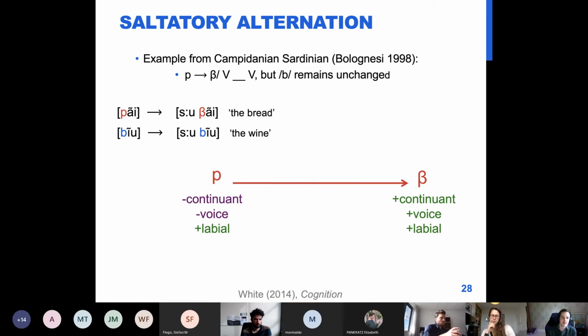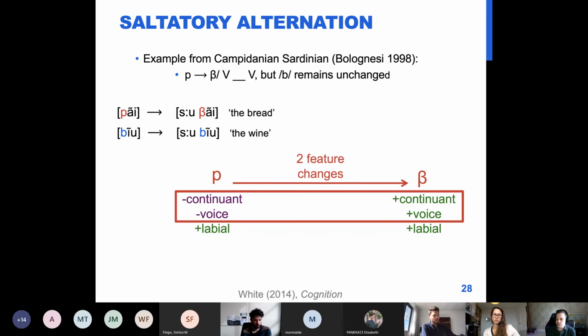Here's an example of this kind of alternation from Campidanian Sardinian. In this language, P becomes beta, a voiced bilabial fricative, V. So P turns into that between vowels, but B remains unchanged in that context. You can see examples here showing that change in the language. What's interesting about this change in particular is that this p to beta change requires you to change two features at one time. To get from p to beta, you have to change continuancy, going from stop to a fricative, and you have to change voicing, going from a voiceless stop to a voiced sound.